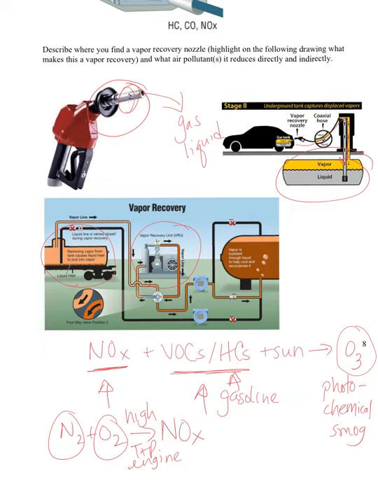Either way, the big idea is to capture the HCs so they're not released into the air. By reducing the HCs, we're going to reduce photochemical smog and the secondary air pollutant of ground level ozone. Vapor recovery systems were legislated to be in areas where the ground level ozone was high, so where photochemical smog was high. In other words, in cities, that's where it was mandated to be since 1994.